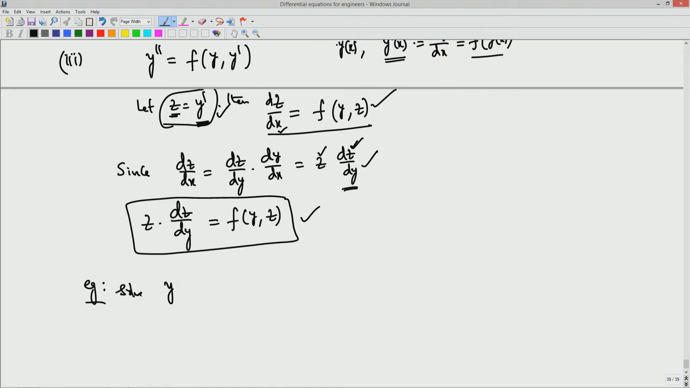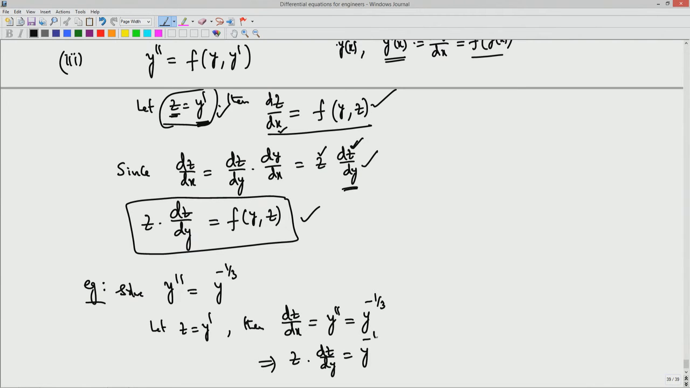Okay. So, I will give you one example. Solve y double dash equal to y power 1 by 3, one simple example. So, I have y here. You can replace it: let z equal to y dash, then dz by dx equal to y double dash, which is equal to y power 1 by 3. Clearly dz by dx is a function of y. So, I can write dz by dx equal to z into dz by dy equal to y power 1 by 3.